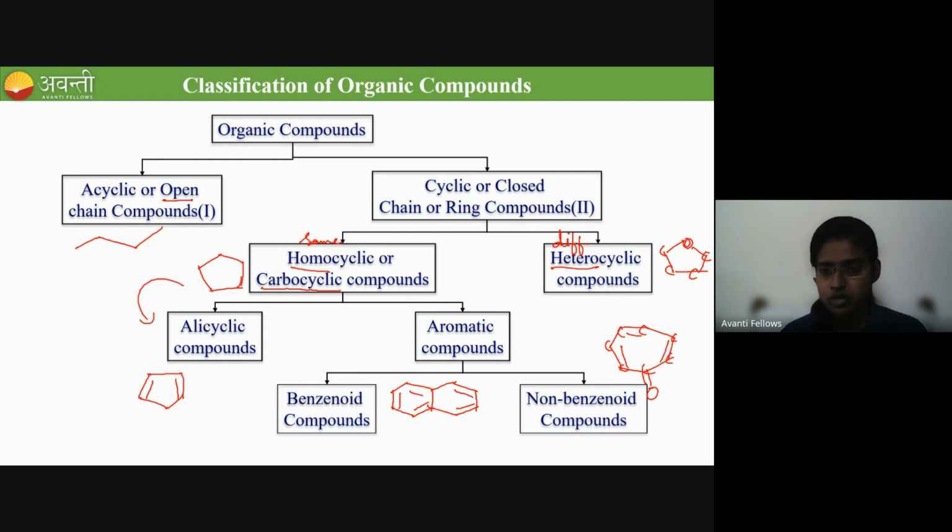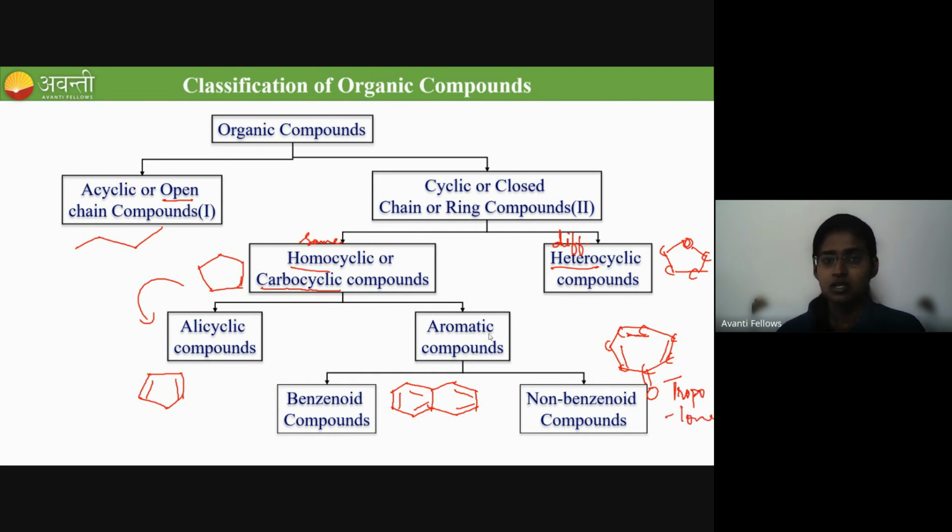Here, this ring has alternating double bonds which undergo delocalization. So it is cyclic, it is planar, all the atoms are sp2 hybridized, and it follows Huckel rule also. But instead of 6 carbons, it has 7 carbons. So the aromatic compounds which don't have 6 carbons but follow all the rules of aromaticity are called non-benzenoid compounds. The name of this compound is tropolone.